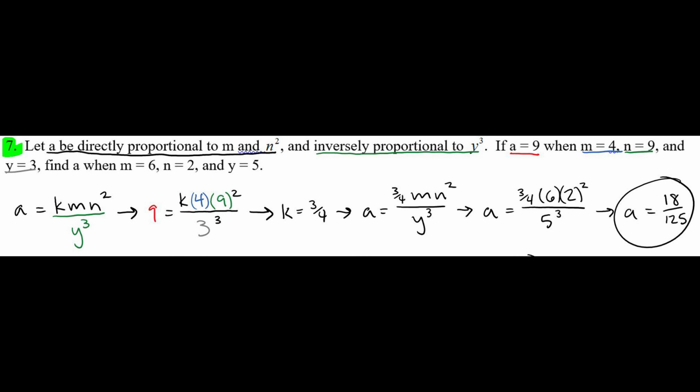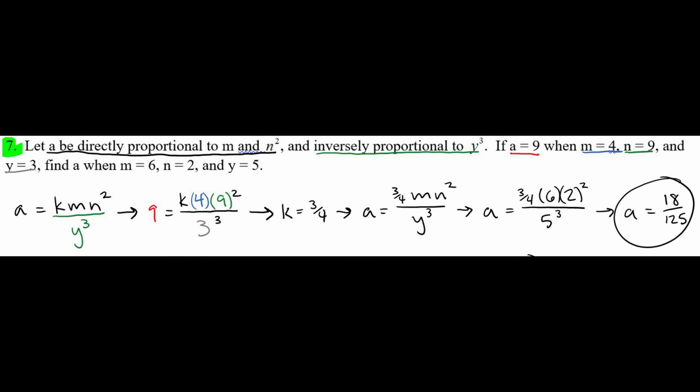Then it goes on to say, and inversely proportional to y cubed. So that means we're just going to divide all that stuff we just wrote by y cubed. And this is what we get. Then they give you a situation where A equals 9, m equals 4, n equals 9, and y equals 3. So we're going to solve for k using all those numbers. Well, if you plug them all in, do your division, bring everything to the other side, you end up with k equals 3/4. So I rewrite my original equation, but now k is 3/4.